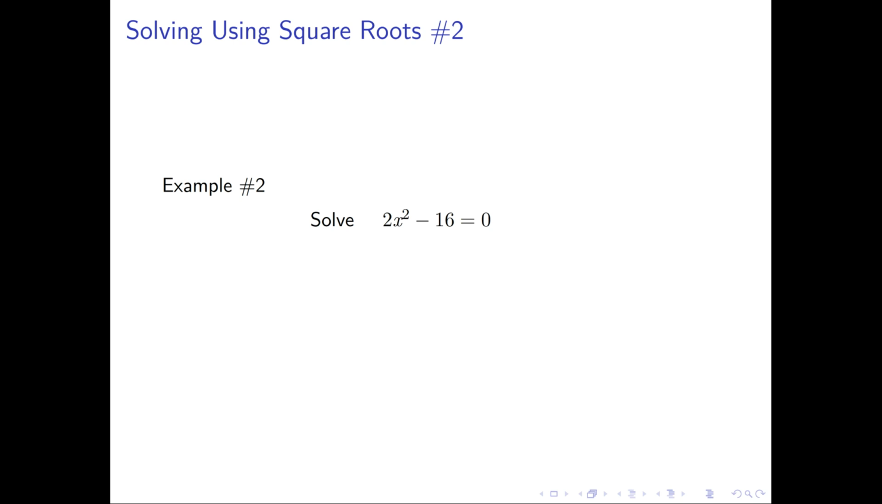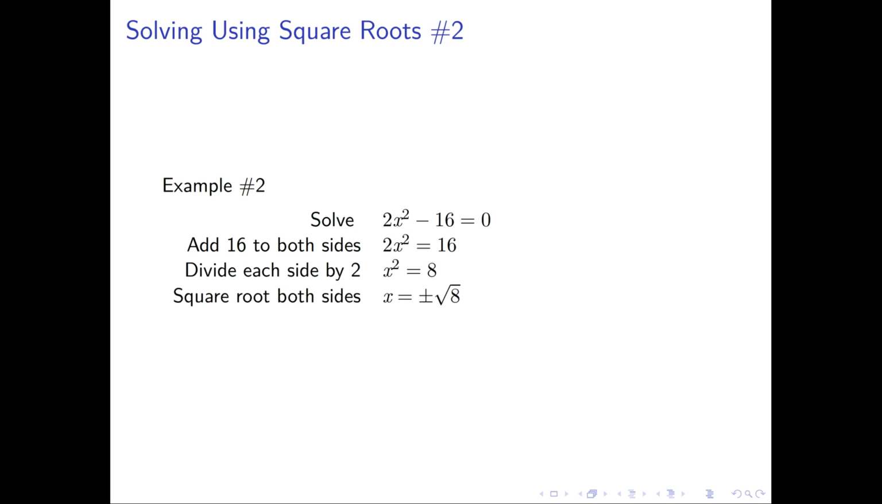Here's another example. 2x squared minus 16 equals 0. So the first step would be to add 16 to each side. Divide both sides by 2. Square root both sides. And we get that the solution is x equals plus or minus the square root of 8. And if you wish, you can look at that as a decimal and figure out what that is.